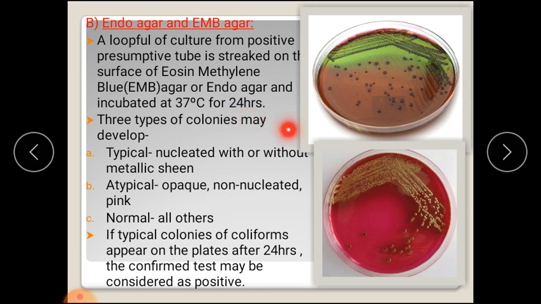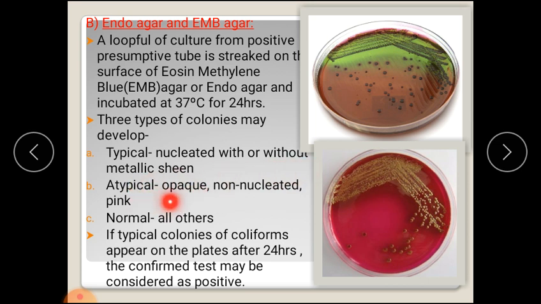Now on the second day, you are going to observe three different types of colonies. One is the typical colony, which is a regular colony, obtained from different organisms, that is nucleated, with or without metallic sheen.